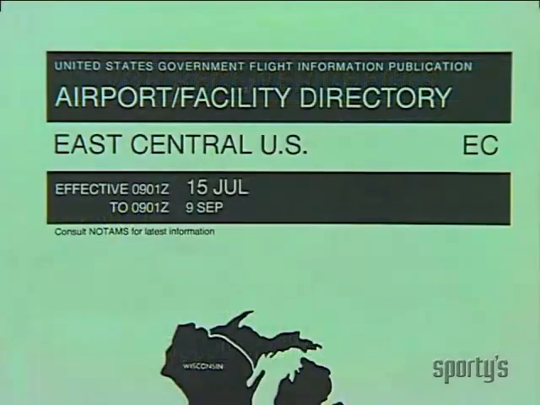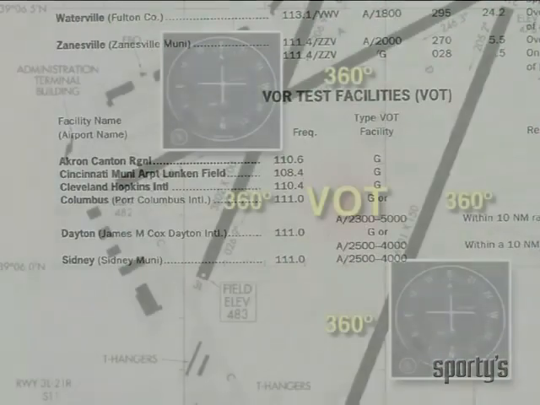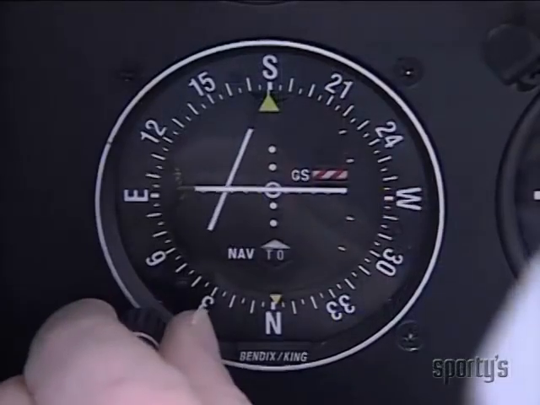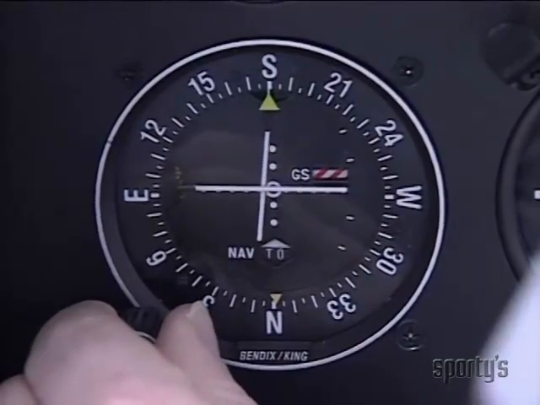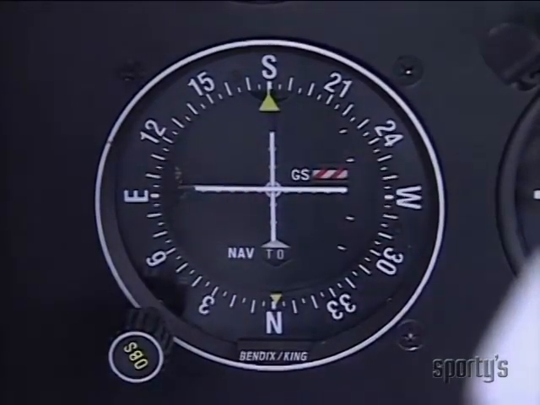VOTs and surface and airborne checkpoints are listed in the Airport Facility Directory. A VOT is a station that transmits the 360-degree radial in all directions. Regardless of geographic position, you are always electronically north of a VOT. Thus, the CDI should center on 360 with a from indication or 180 with a to indication.